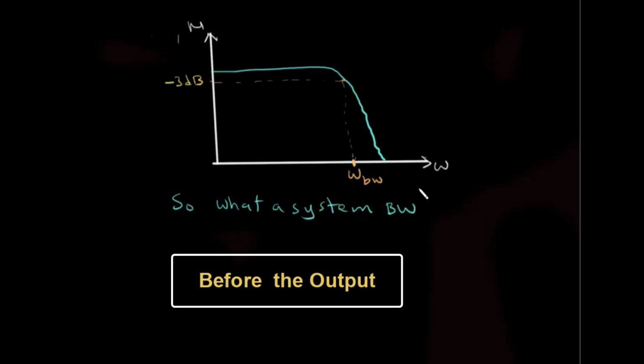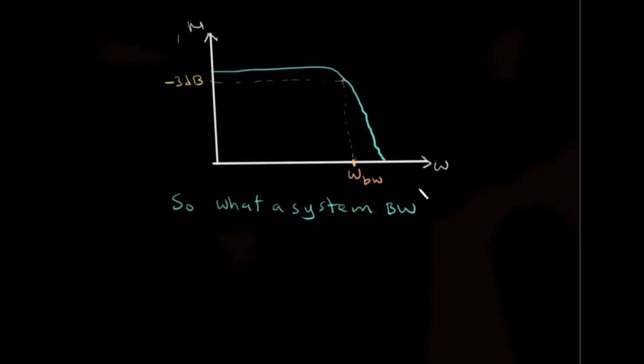So what is a system bandwidth? System bandwidth tells us how fast a system can track a given input before the system starts to attenuate. This means if I have an input which varies in time, the maximum frequency of this input should be less than my system bandwidth in order for the tracking to take place. Otherwise, the system will be degraded. Let's see an example.